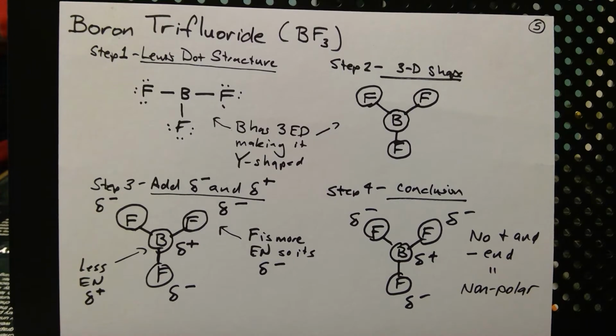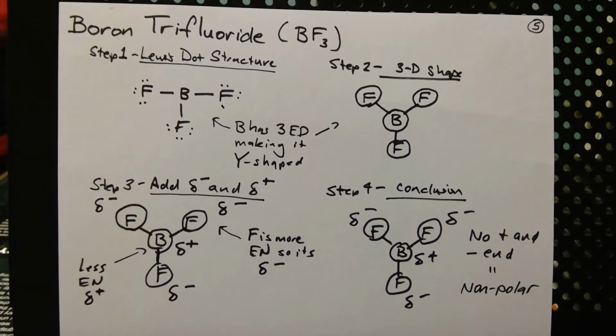Now, a note, when you're doing these things, you do not have to redraw boron trifluoride, the three-dimensional shape, 3 times. From the Lewis-Dot structure, you could draw it once, add in the partial charges, and then come up with the conclusion. So one Lewis-Dot drawing, one 3D shape would be sufficient work. I just have it drawn multiple times so I can show you it as a step-by-step process. Let's look at another one.